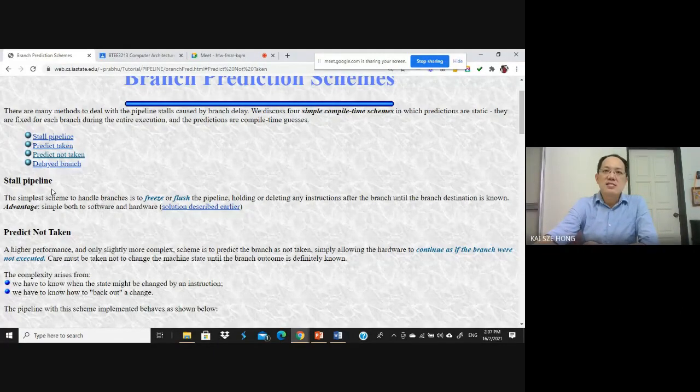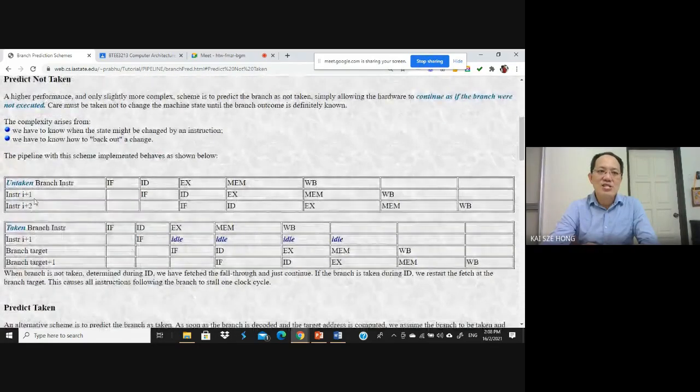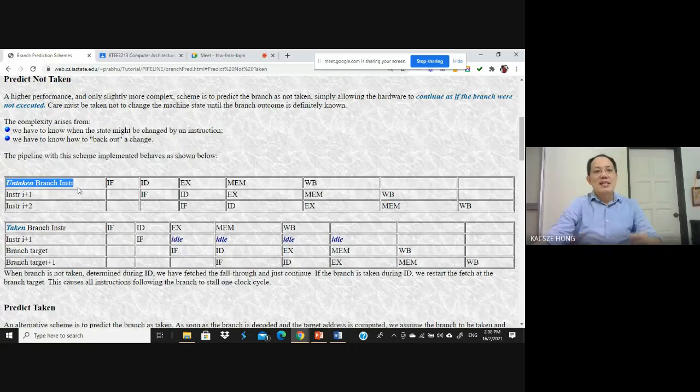The first scheme you can use to handle the pipelining hazards is to stall, meaning that you stall the operations until everything is clear. Then we have predict not taken. For predict not taken, what we do is like this. This is the instruction I plus one, and this is the untaken branch instruction. If the branch is untaken, we continue to execute all the instructions following the branch instruction. But if the branch is taken, then after it executes the instruction I plus one and has determined that the branch has been taken, you have to go to the branch target.